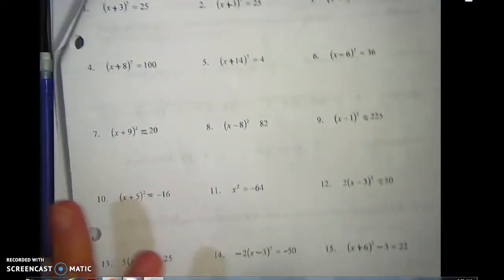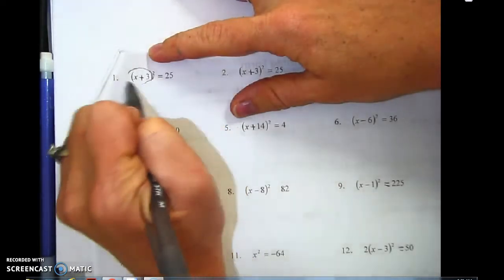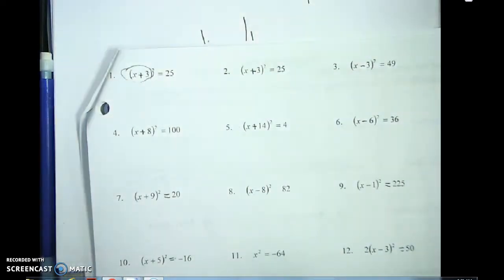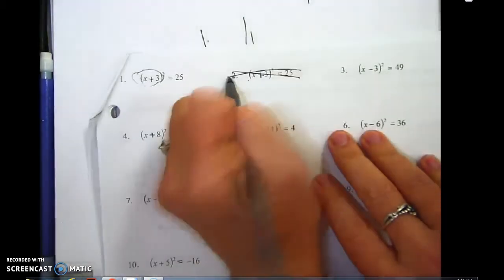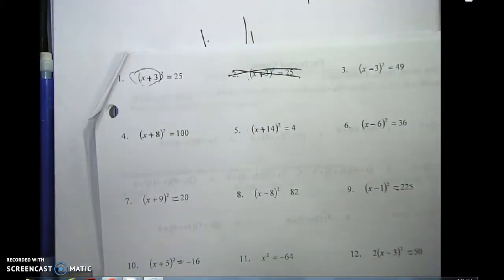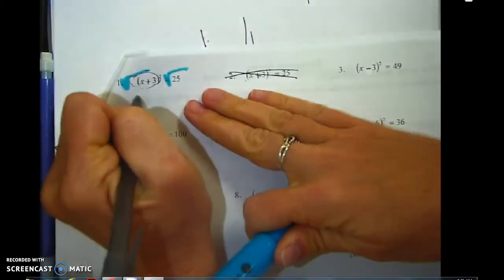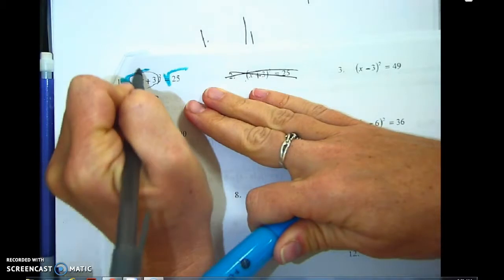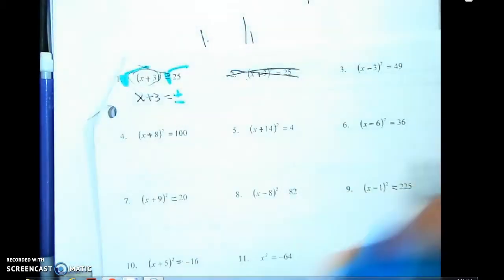This page is very similar, but now instead of it just being x squared, it's the quantity x plus 3 squared. It's all right. We can do it. These two questions are exactly the same, so I'm going to cross that off. Square root. Then I'm left with x plus 3, because that cancels out the squared, equals plus or minus 5.